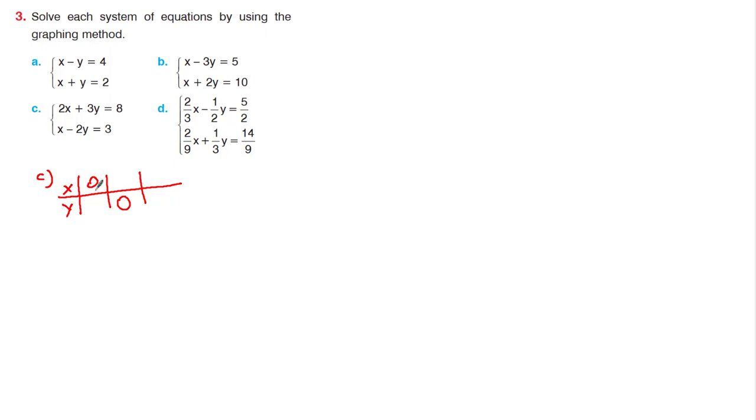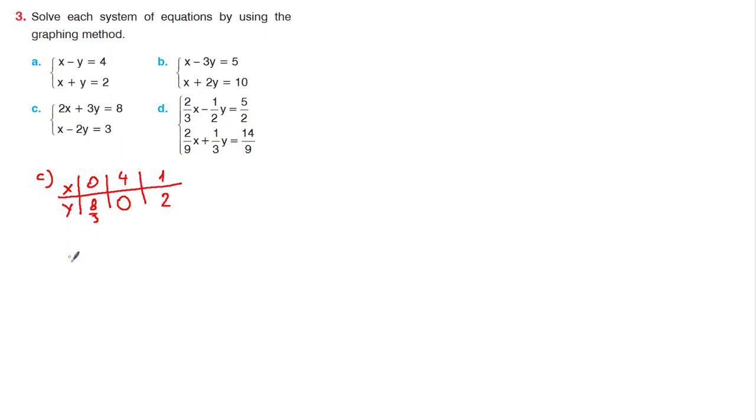If x is 0, y would be 8 over 3. If y is 0, then x would be 4. We can take also x being 1. So if x is 1, y is 2. Now, this was for the first line here.